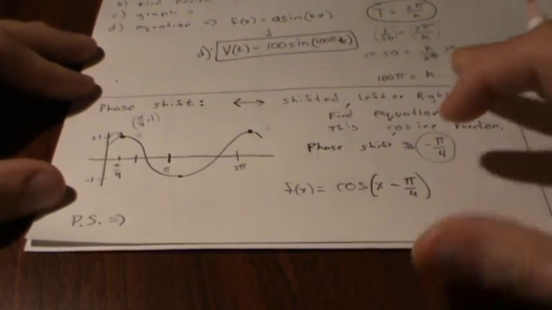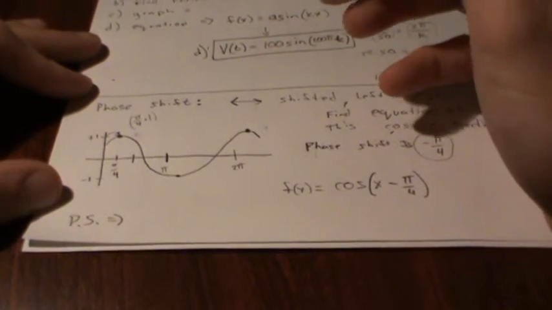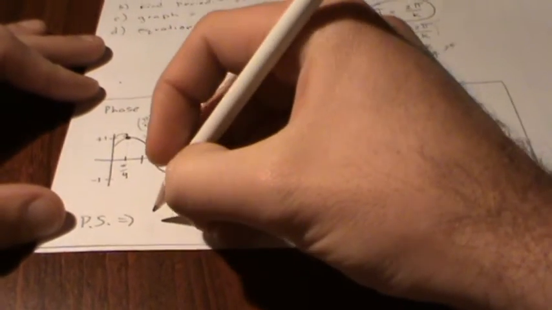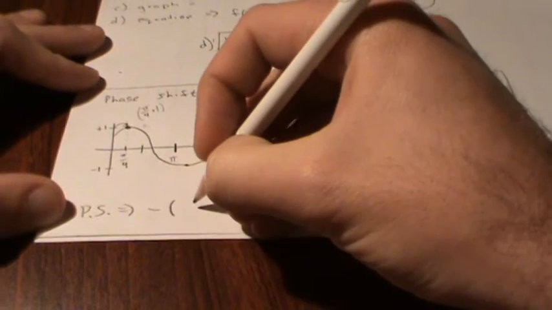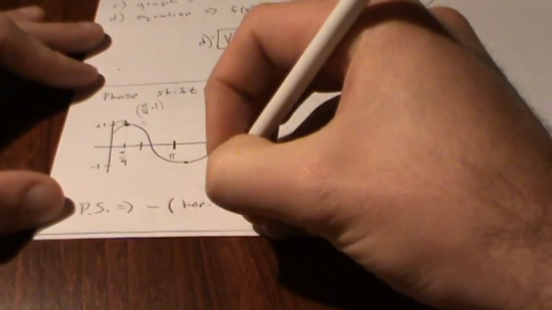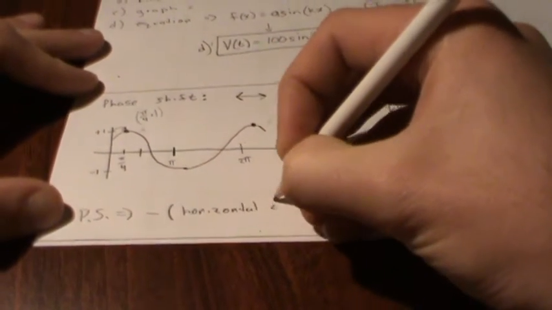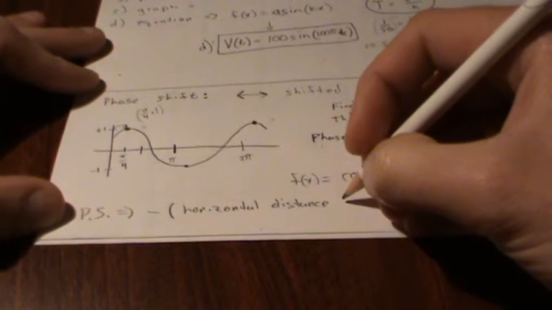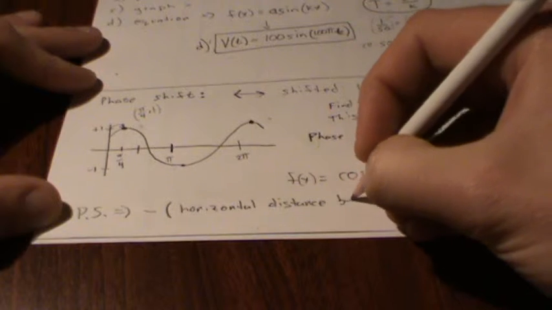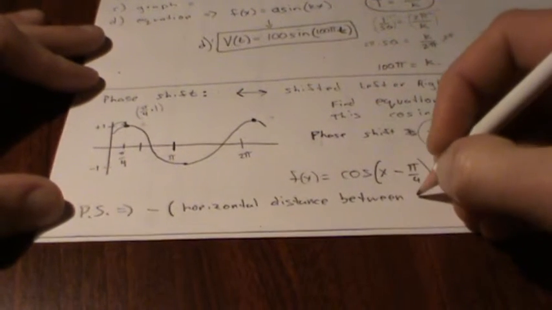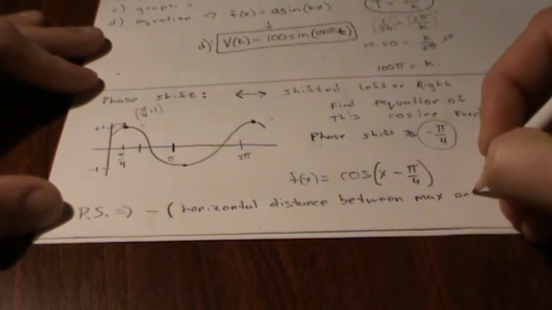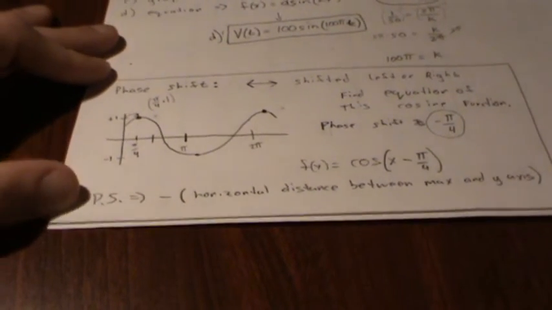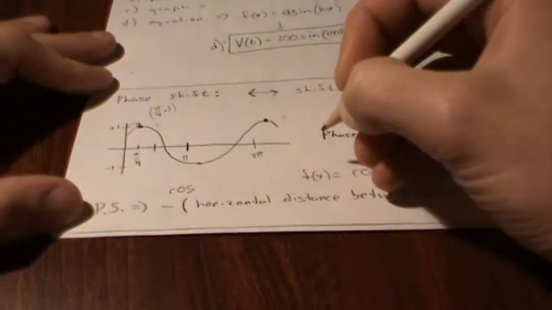And so the phase shift equation is not so much an equation. But what you want to do is basically the phase shift is the negative horizontal distance between the maximum and the y-axis. This is for the cosine function.